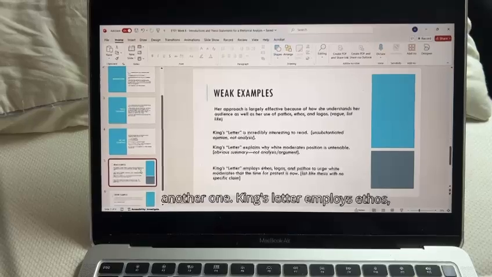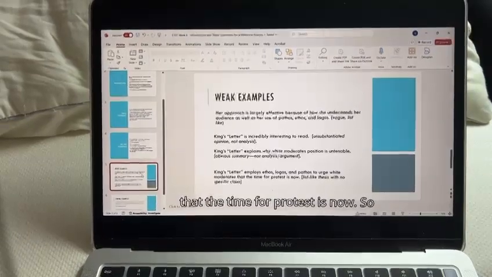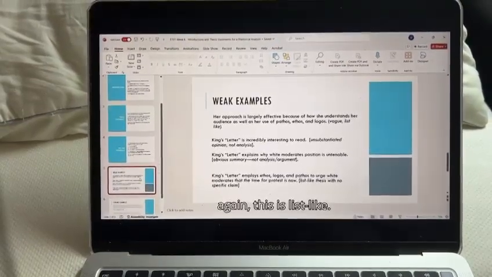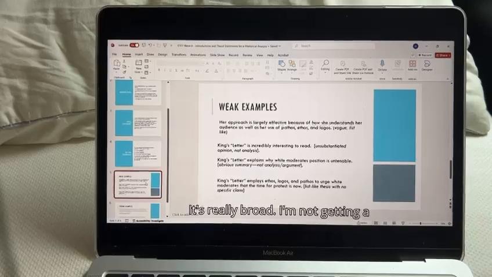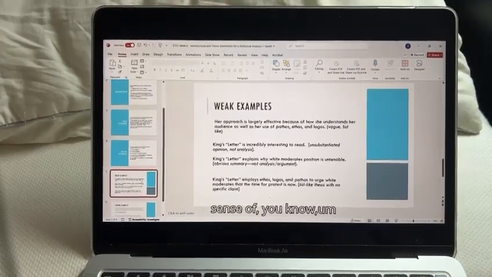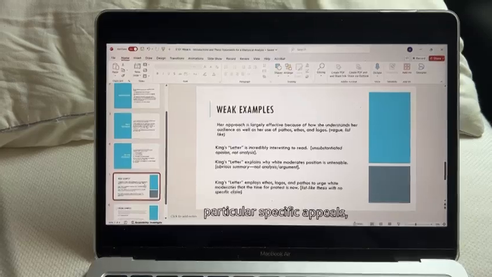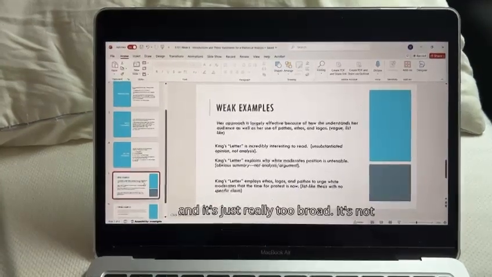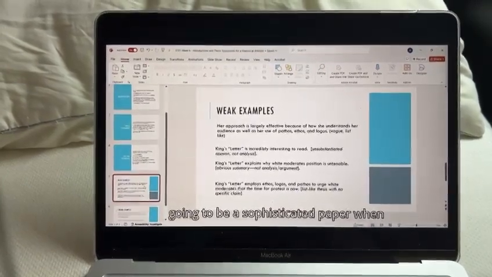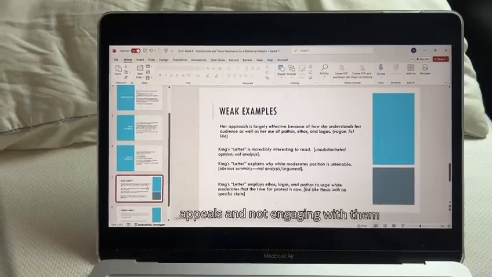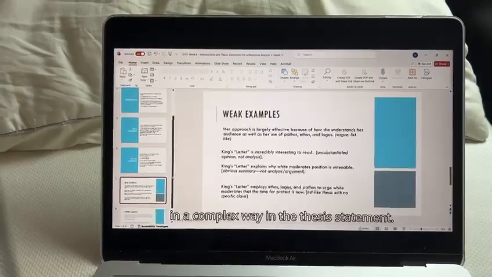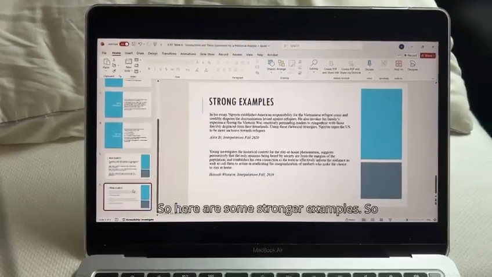And here's another one. King's letter employs ethos, logos, and pathos to urge white moderates that the time for protest is now. So again, this is list-like. It's really broad. I'm not getting a sense of the purpose behind these particular specific appeals. And it's just really too broad. It's not going to be a sophisticated paper when it's looking at all these different appeals and not engaging with them in a complex way in the thesis statement. So here are some stronger examples.